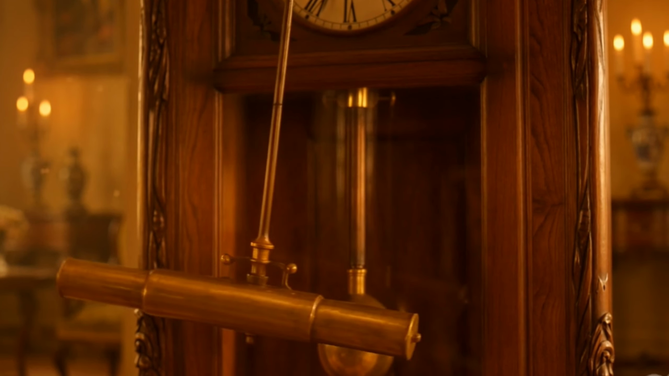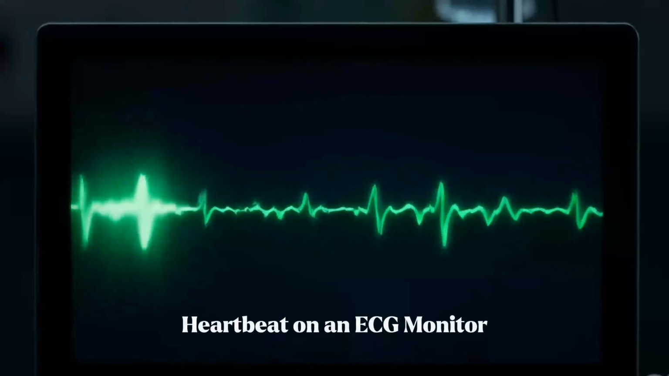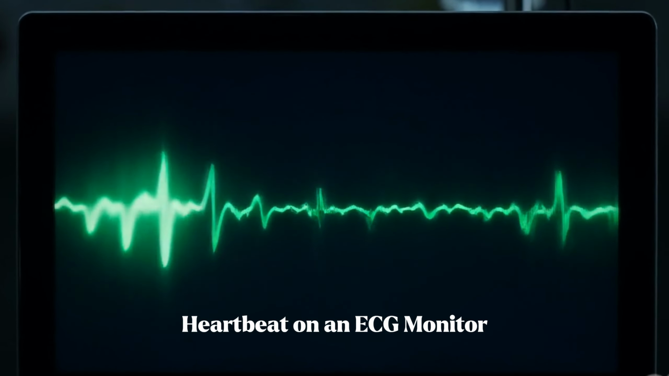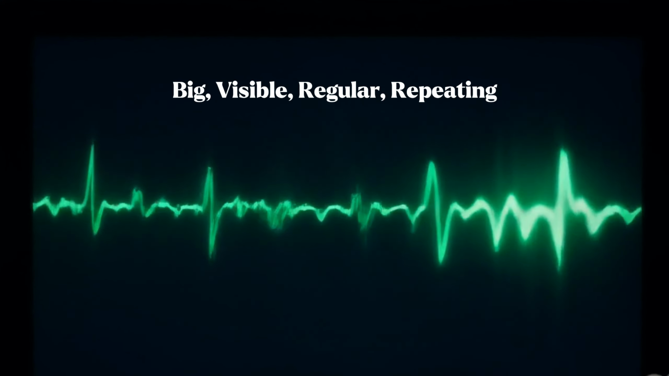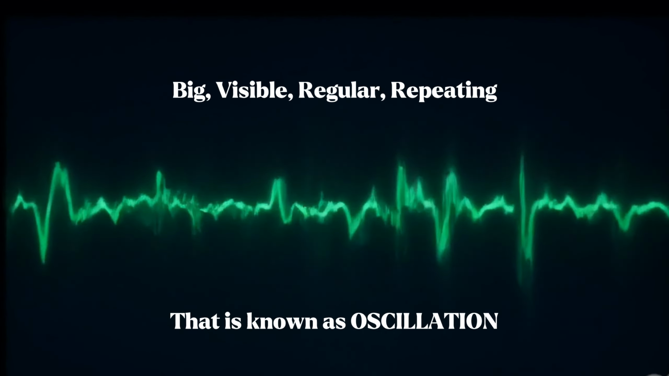Now think of the pendulum clock, the ocean waves, or even the beating rhythm of your heart on an ECG machine. Big, visible, regular, repeating. That is known as oscillation.